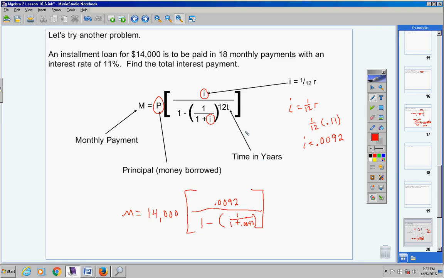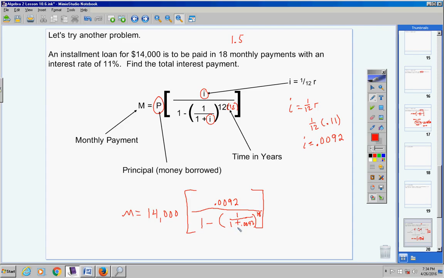Now how many years is it going to take for me to pay this back? 18 months. No, that's 1.5 years. So for T right here, I'm going to put 1.5. So I have 12 times 1.5. Got it? 12 times 1.5, and that's going to give you 18. So right here, I'm going to put an 18, okay? There we go. So you guys know what to do.